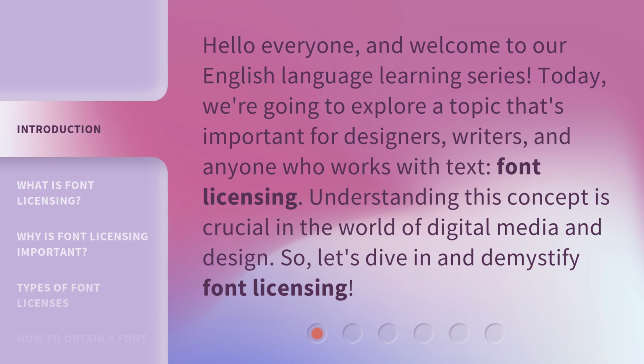Today, we're going to explore a topic that's important for designers, writers, and anyone who works with text: font licensing. Understanding this concept is crucial in the world of digital media and design. So, let's dive in and demystify font licensing.